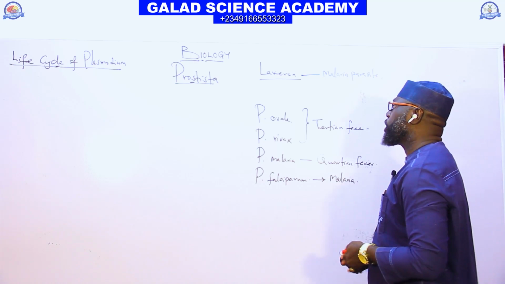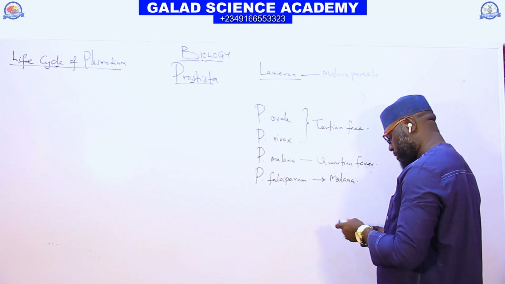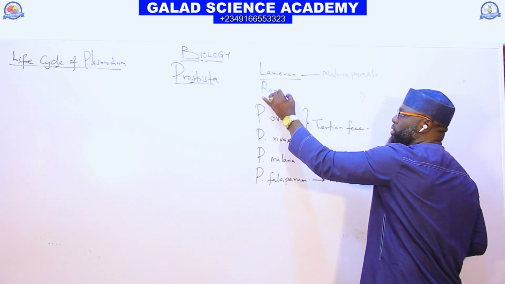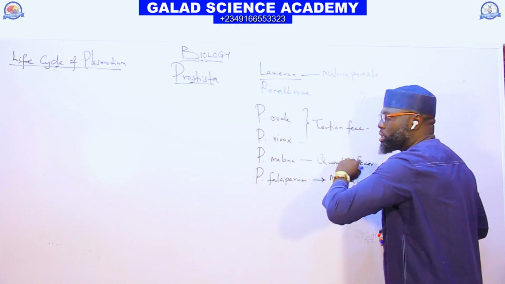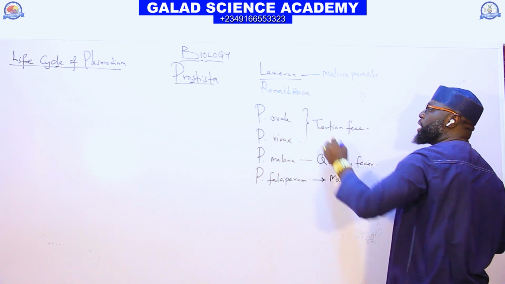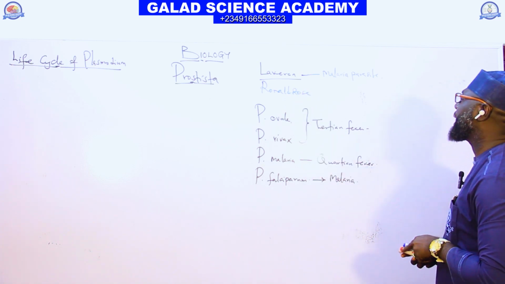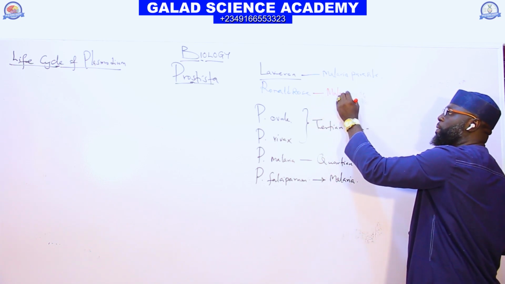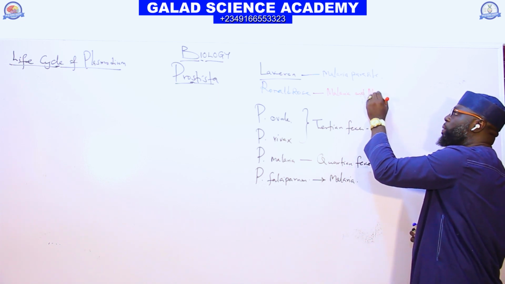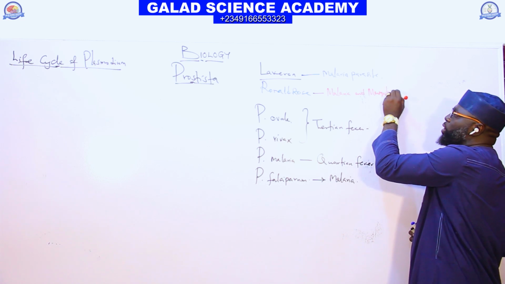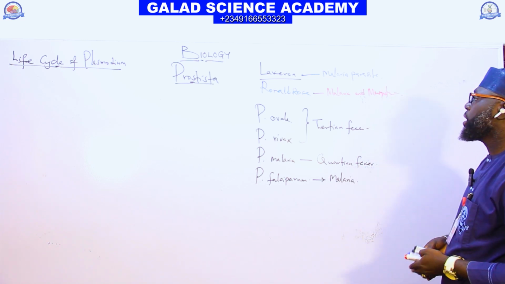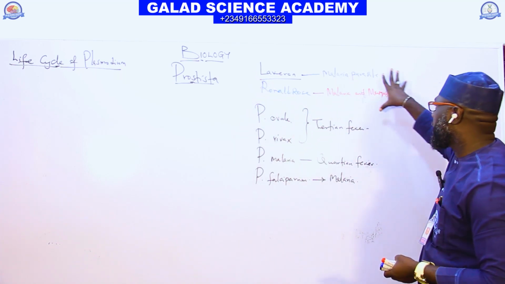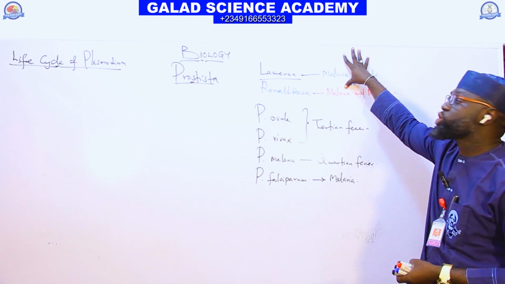The second person is Ronald Ross. Ronald Ross is the one that discovered the malaria and mosquito relationship. Ronald Ross is the scientist that discovered the relationship between malaria and mosquito.